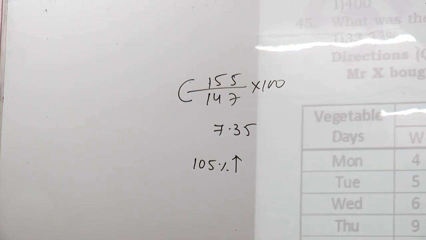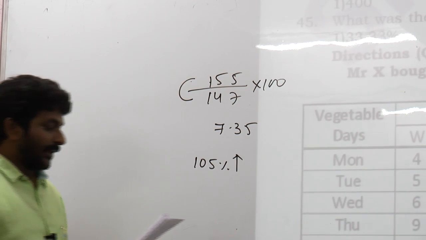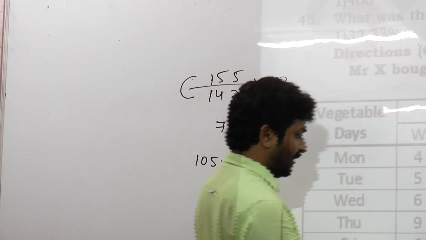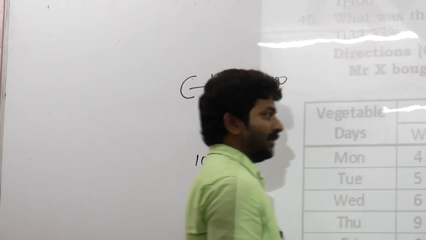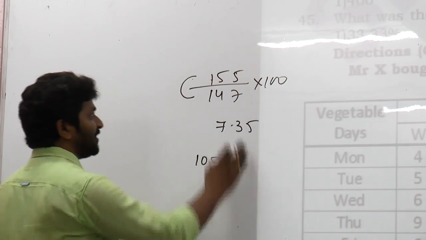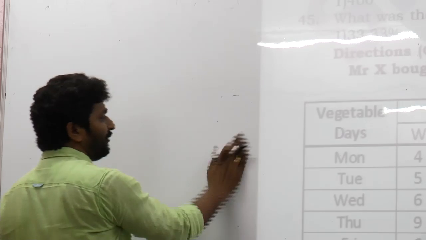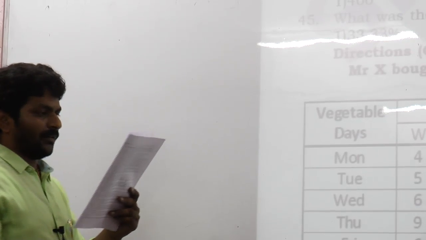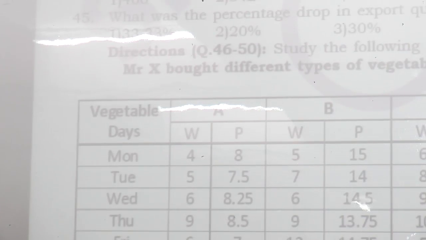Next, the expense on B type of vegetables on Saturday is equal to the expense on B type of vegetables on Saturday. How much is that? 155. 155 is equal to that on which type of vegetables on any day?